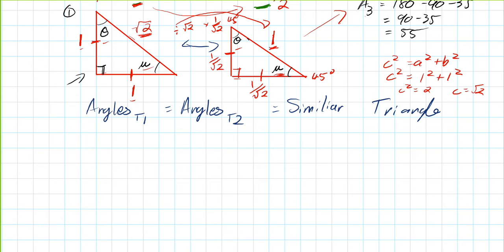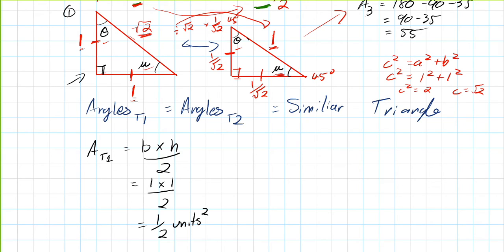I can use the area of a triangle, so I'll call the area of triangle 1, with a little subscript, equal to the base times the height. That would give you a square, or a rectangle, and I just have to divide it by 2 for the triangle. The base happens to be 1, and the height happens to be 1 here. So we get 1 times 1 divided by 2, so it's 1 over 2 units squared. I didn't give it centimeters or meters, so I'm just going to say units for now.